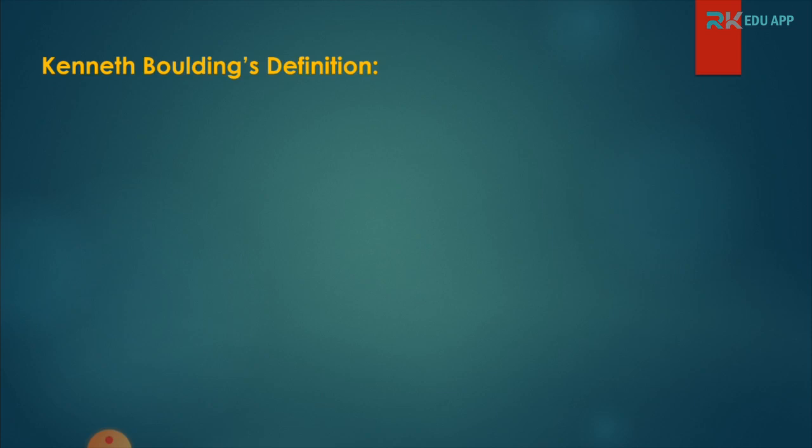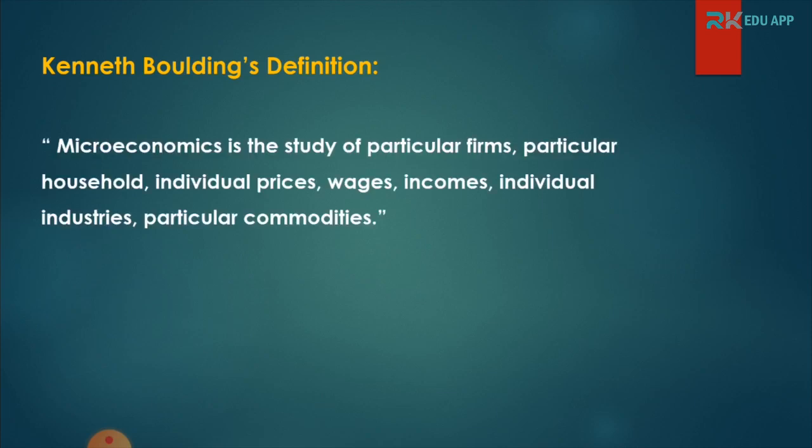Let us understand the definition of microeconomics, which was given by none other than Kenneth Boulding. Kenneth Boulding said that microeconomics is a study of particular firms, particular households, individual prices, wages, incomes, individual industries, and particular commodities.